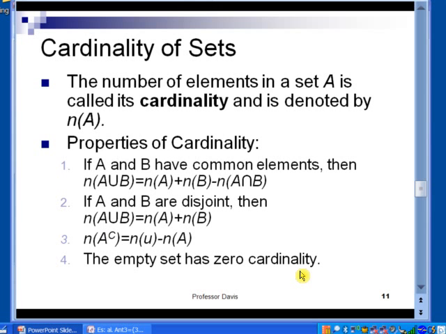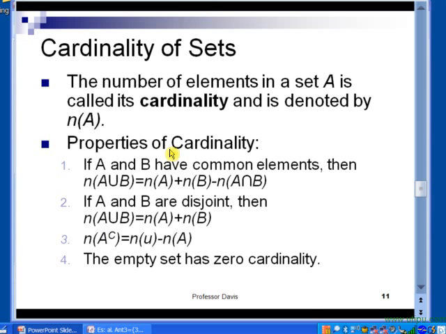Now, let's take a look at the notion of cardinality of sets. In slide number 11, we can say that the number of elements in set A is called its cardinality. So the number of elements, the number of numbers, so to speak, that we have in a set is called its cardinality. The size of a set is called its cardinality. And notice the notation we use: n of A, meaning the number of elements in set A.